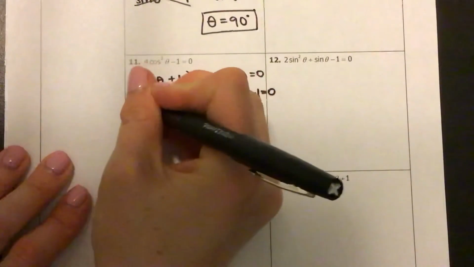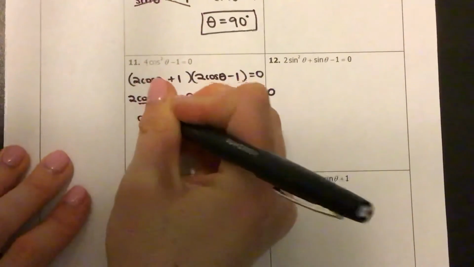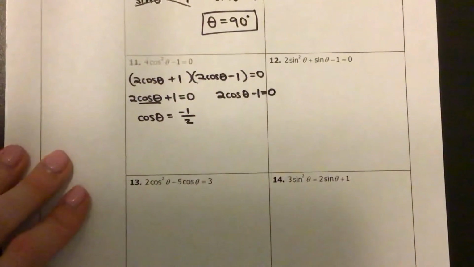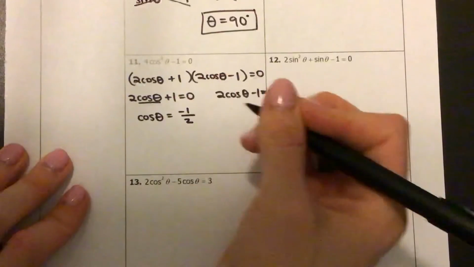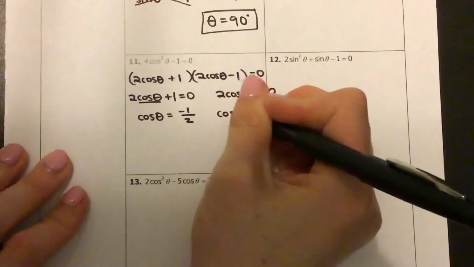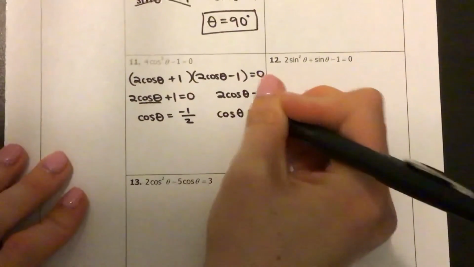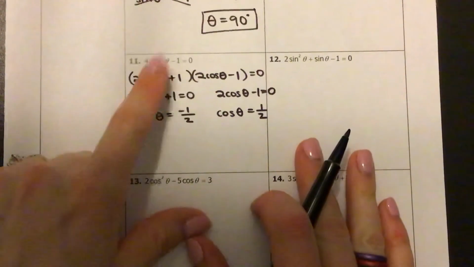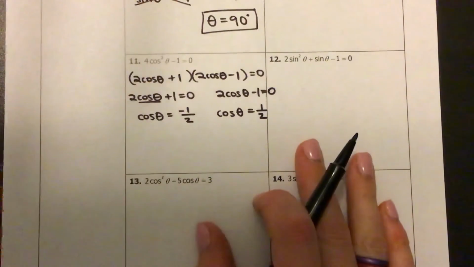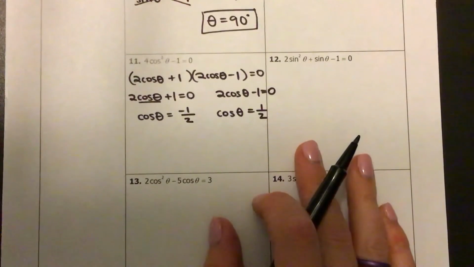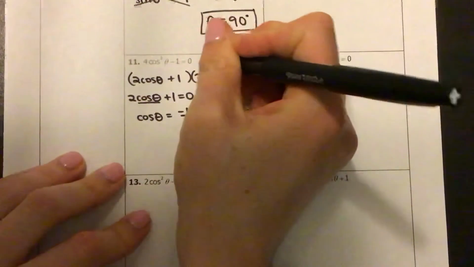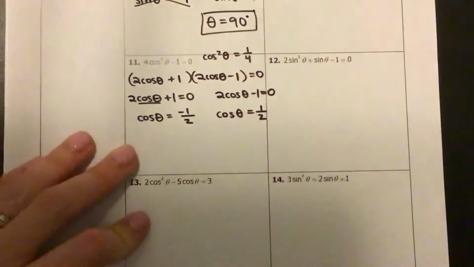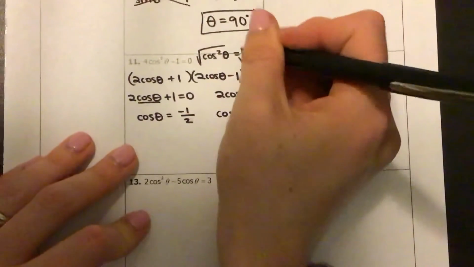So this one, if you want to isolate cosine, you do so by subtracting the 1 from both sides and dividing by 2. Okay, so same thing here. This time you add the 1 to both sides and you divide by 2. Another way that you could solve for this, if you're looking at number 11 from the beginning, you could have added 1 and divided by 4. So you'd have cosine squared equals 1/4, and then you could have solved it by taking a square root.